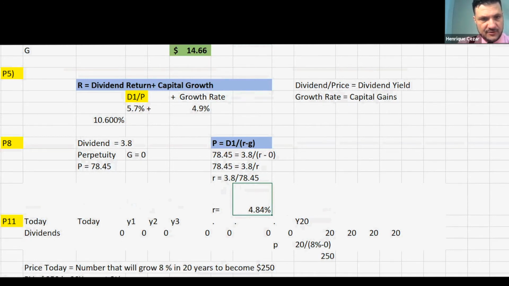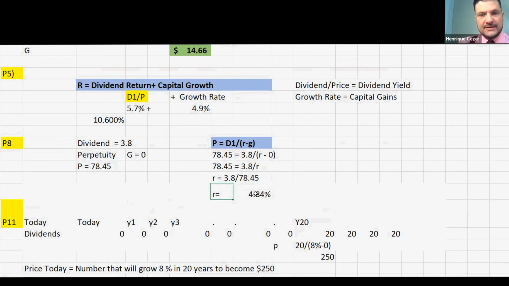Here, let me make it a little bit more visible for you. There you go. So the answer here is that if you buy a stock that pays $3.80 in perpetuity and you pay $78.45 for that stock, you should expect an annual return of 4.84%. A decent return. We don't know the risks involved. 4.84% a year, if it's low risk, seems decent. Not marvelous, but decent.